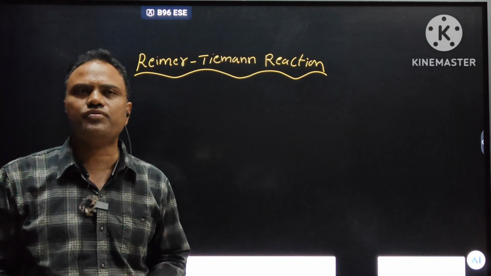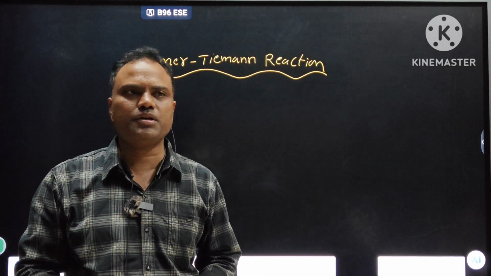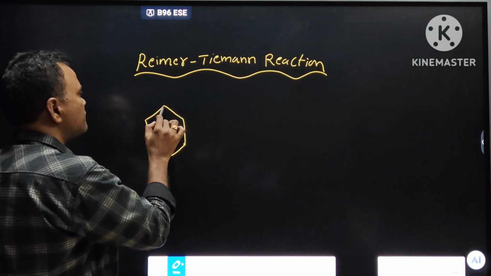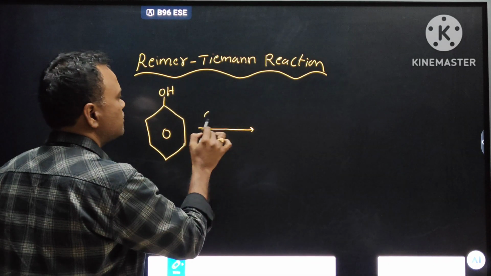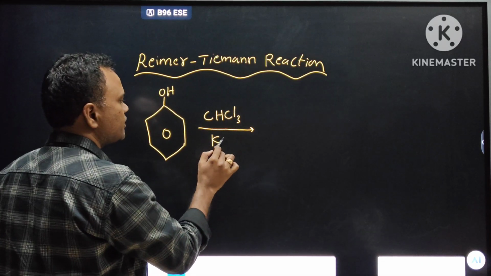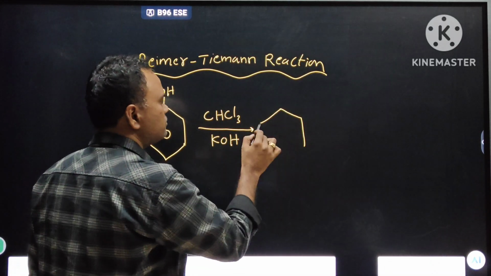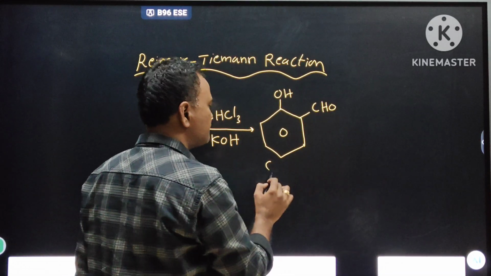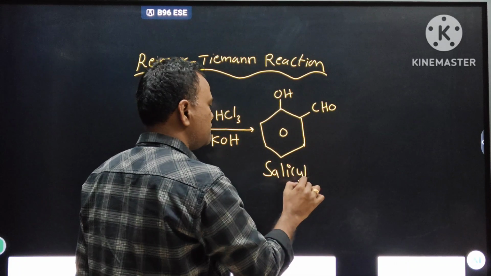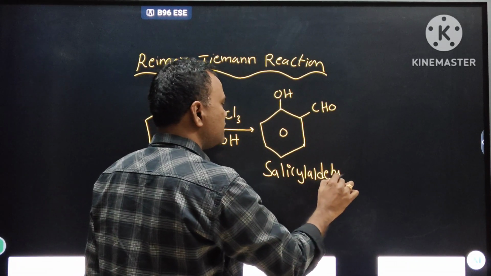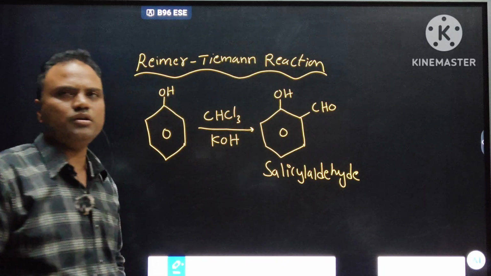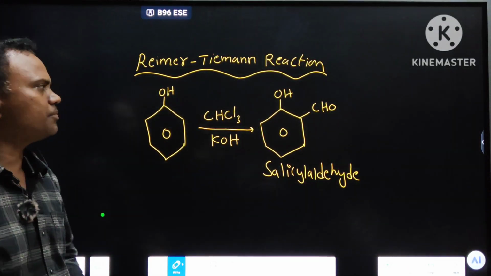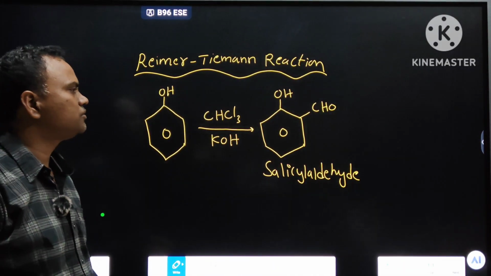Continuation of preparation of carbonyl compounds. Next, Reimer-Tiemann reaction. You know this reaction very well. Phenols when treated with chloroform, CHCl3, in the presence of KOH or NaOH gives ortho-hydroxy benzaldehyde, commonly called salicylaldehyde. This is another preparation method.